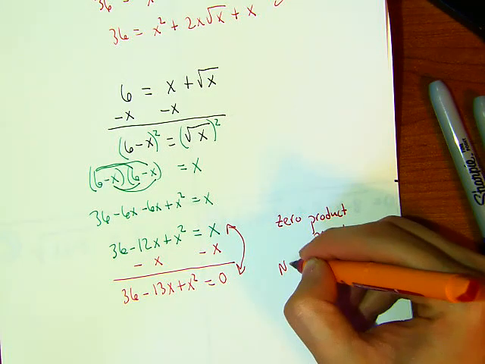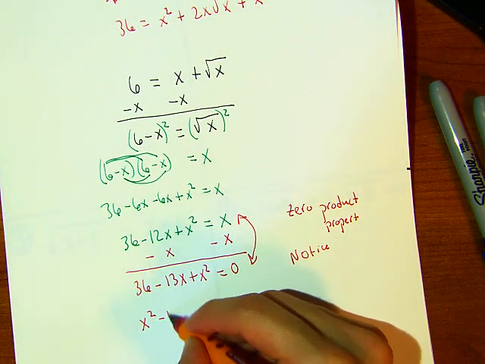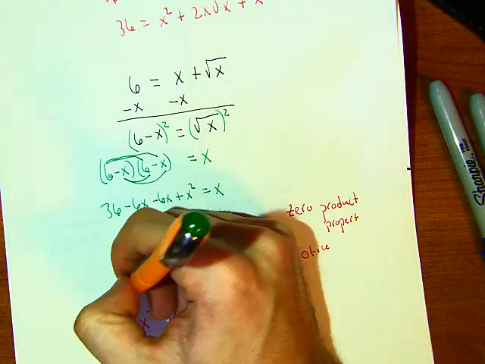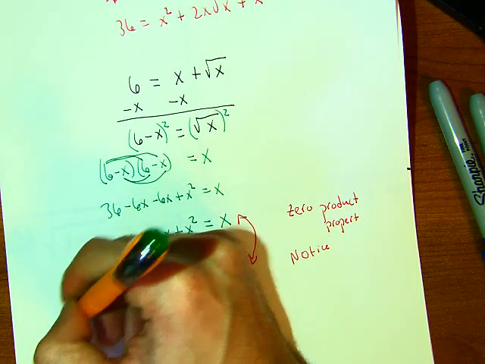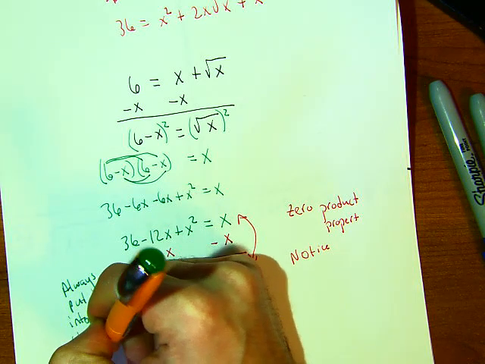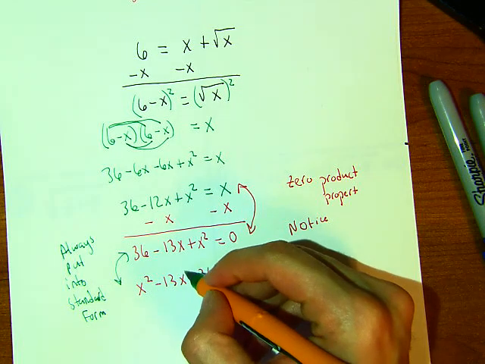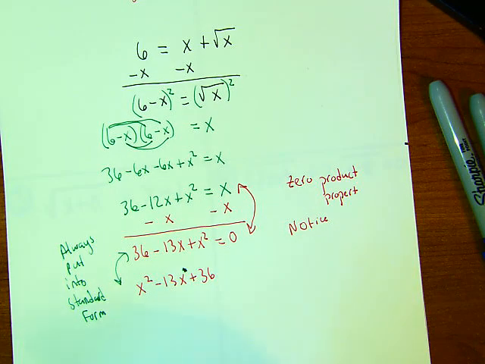And notice that this is the same as x squared minus 13x plus 36. What you want to do is always put it into standard form. Right? Standard form. You have the degree. x squared is the higher degree. It goes on the left. Then this degree is 1. This degree, there's an x to the 0 there. But okay. Now here, this is equal to 0.